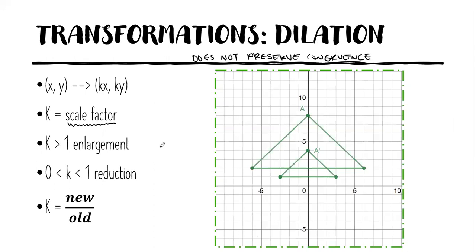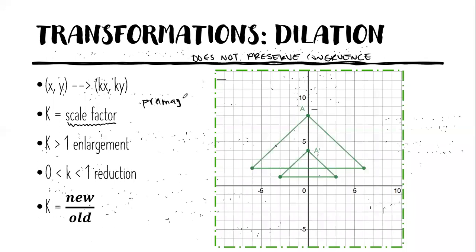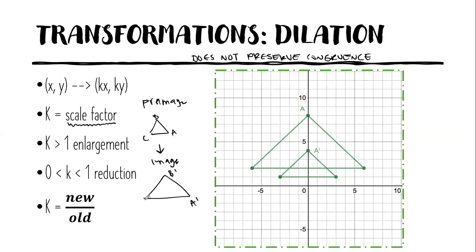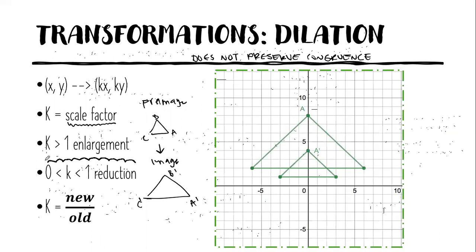But how do I know which one my pre-image is and which one my image is? The prime notation, absolutely. Your pre-image would have just A, B, and C. Your image, the one it's transformed into, would have the prime notation: A prime, B prime, and C prime. So here you have this triangle and this triangle. This says A, this says A prime. Did it get bigger or smaller? It got smaller, it reduced. Since it got smaller, you know your k value should be between 0 and 1.